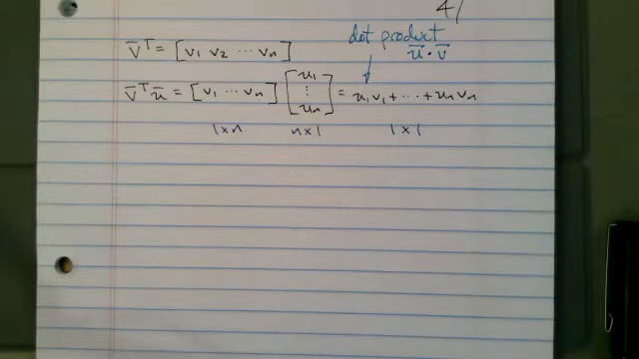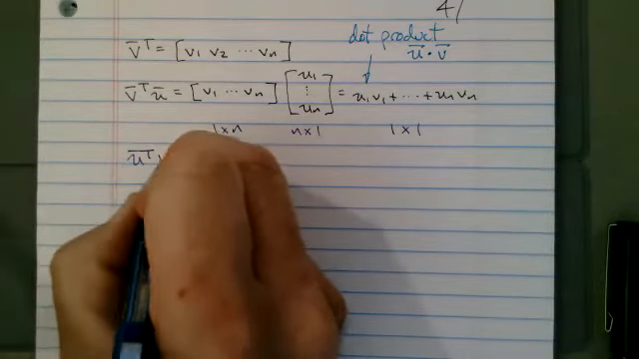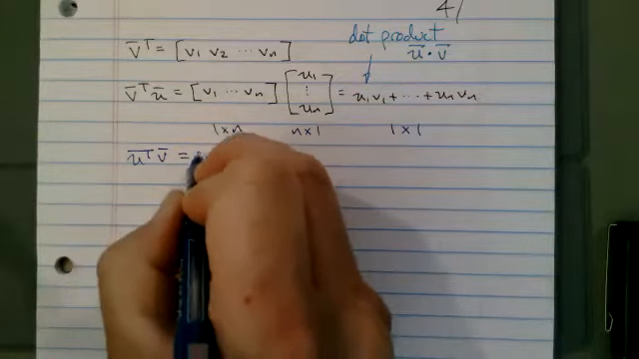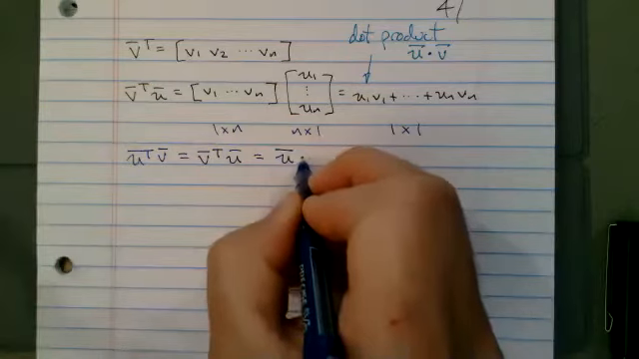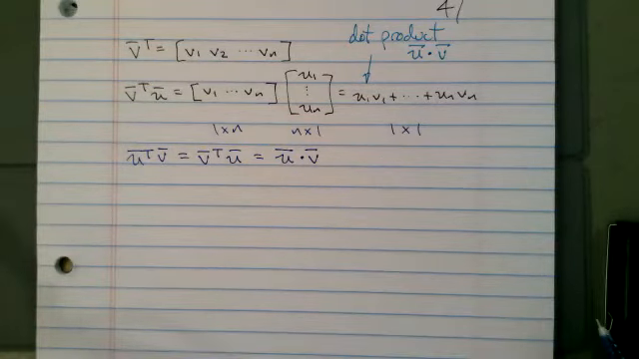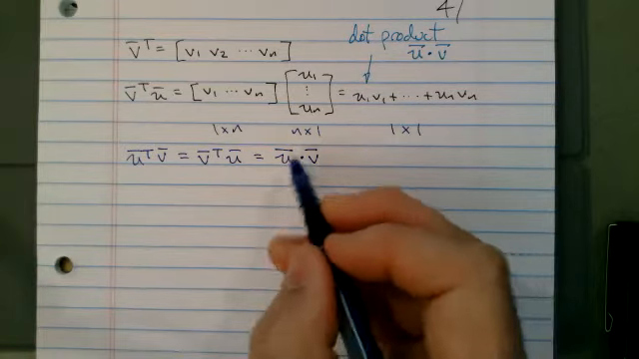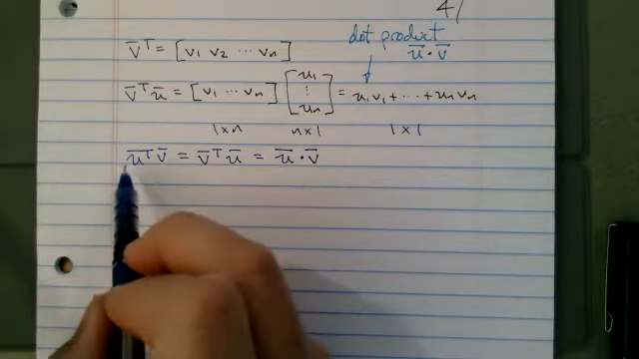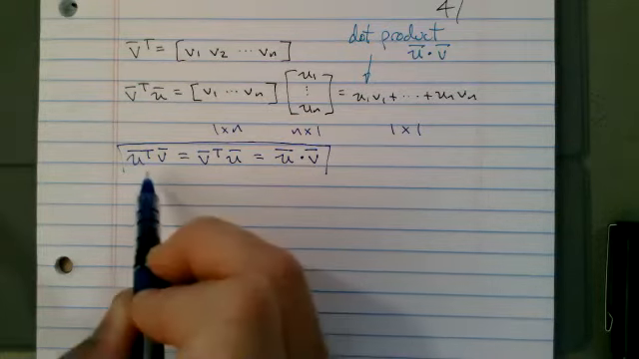So we see the relationship between U transpose V and V transpose U is that they are equal. We see that U transpose V is equal to V transpose times U, and that's equal to the dot product U dot V. And this makes sense because even though matrix multiplication is not commutative, the dot product is commutative. So this is the relationship between U transpose V and V transpose U.